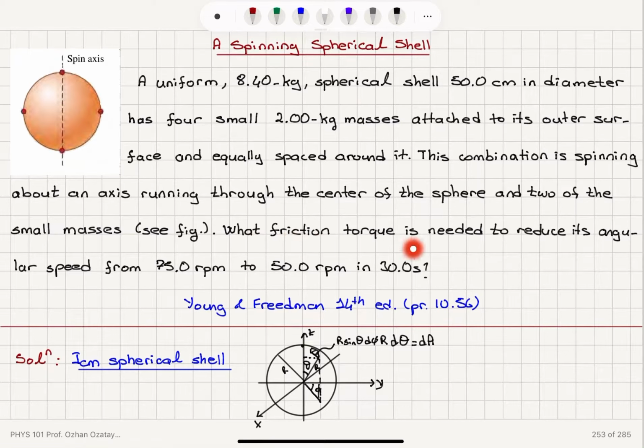What friction torque is needed to reduce its angular speed from 75 rpm to 50 rpm in 30 seconds? So we have to start with figuring out the moment of inertia for rotations about the center of mass axis, so that goes through its center.